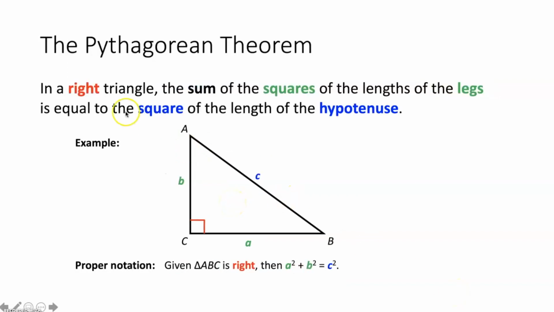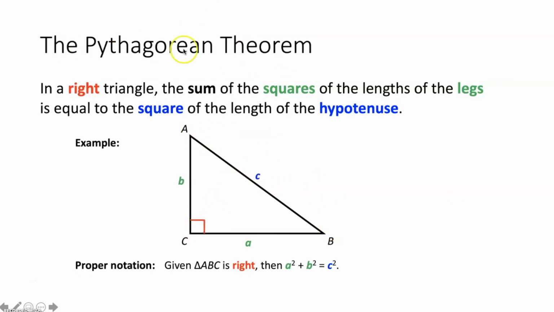Now the Pythagorean theorem says in a right triangle, the sum of the squares of the lengths of the legs is equal to the square of the length of the hypotenuse. So the way this works, in our example down here, we have right triangle ABC. And in right triangle ABC, we have these side lengths. The measure of segment BC, we're going to call a because that's the side opposite angle A. The measure of segment AC, we're going to call b because that's the side opposite angle B. And then the measure of segment AB over here, we're going to call c because that's the side opposite angle C.